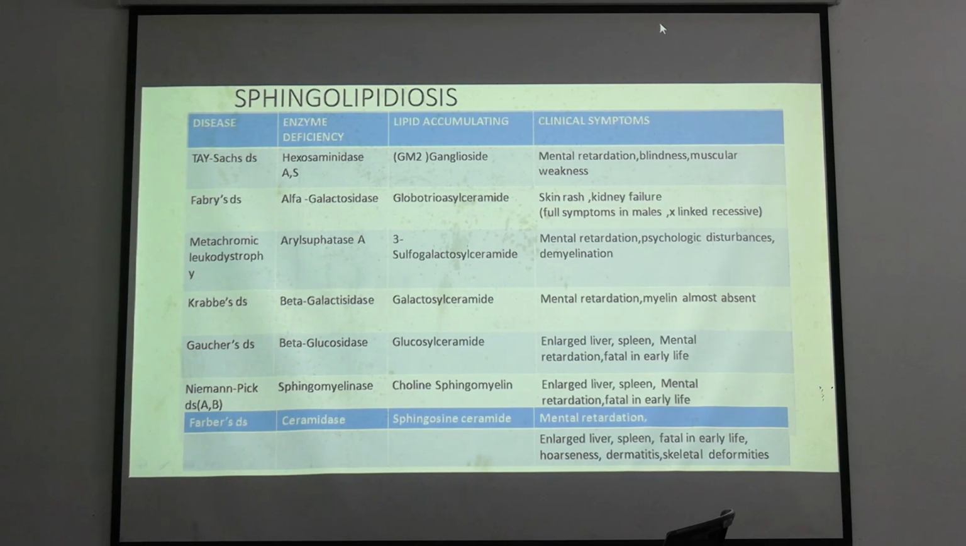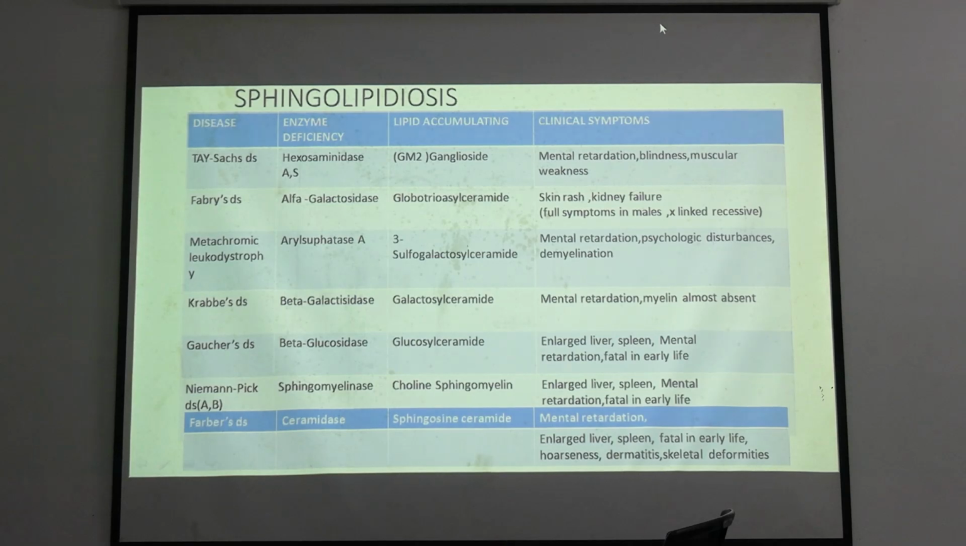Gaucher disease: beta-glucosidase enzyme deficiency, lipid accumulation is glucosylceramide, and clinical symptoms are enlarged liver, spleen, mental retardation, fatal in early life. Niemann-Pick disease will be type A and B. Here the enzyme deficiency is sphingomyelinase, the lipid accumulating is sphingomyelin. Clinical symptoms are enlarged liver, spleen, mental retardation, fatal in early life.